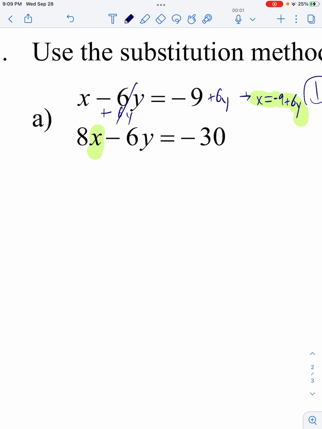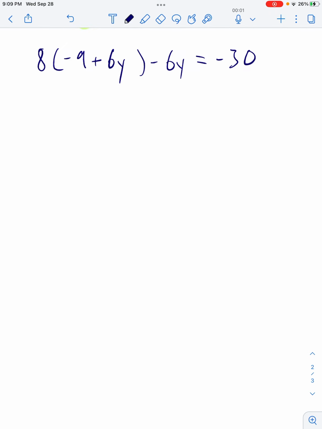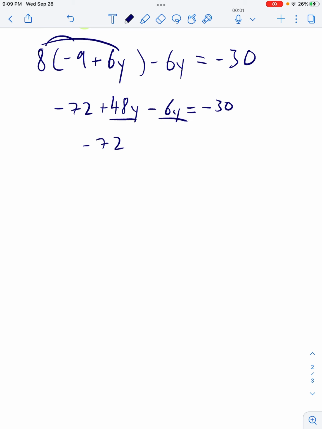So I'm going to put an 8 here, and then in parentheses, I'm going to take this expression and just move it in here, okay? So -9 plus 6y. I just substituted -9 plus 6y for x. And I can't forget to write the rest of this equation right here, okay? So -6y equals -30. All right, Algebra 1. So we remember right now we have one equation and one unknown, so let's solve. So distribute: -72 plus 48y minus 6y equals -30. Combine my like terms here: -72 plus 42y equals -30.